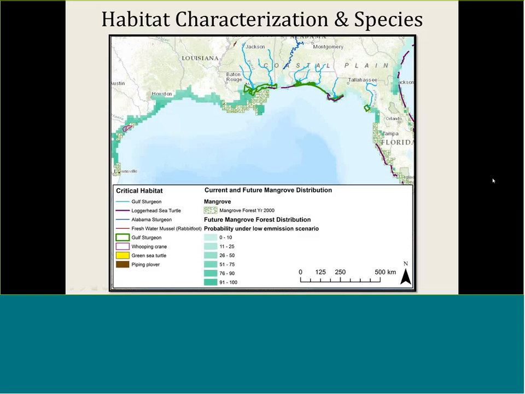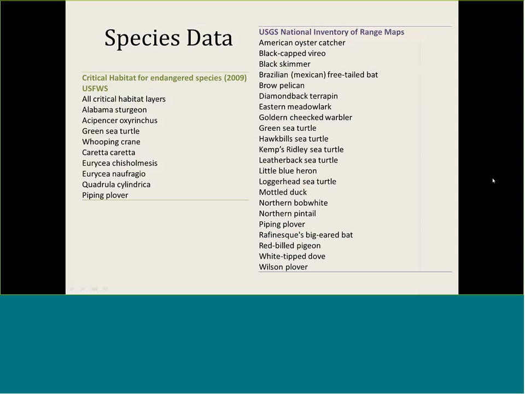And here is a list of the different species for which we have gathered either critical habitat information or range maps. This list was provided by the project team of the LCC, and we tried to gather as much data as we could. We didn't collect information for all the species, but we still got quite a bit.